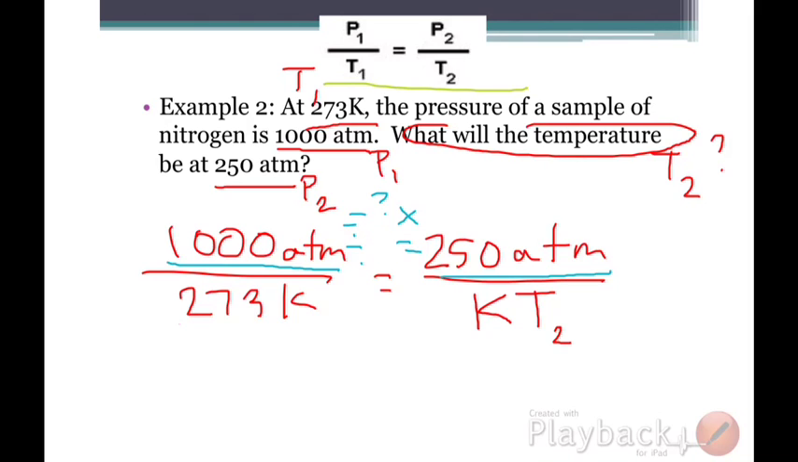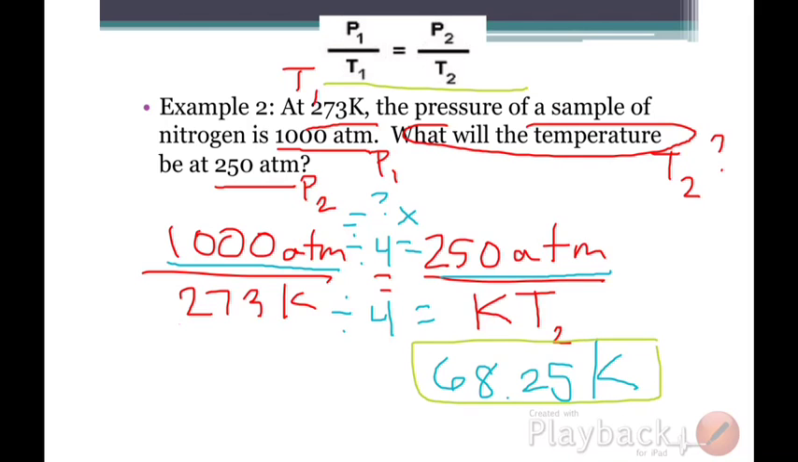So you can get rid of that right there. Let's put a 4 right here. Great. So that means we're going to do the same thing on the bottom. 273 divided by 4 equals, and I'm not going to do that one in my head. I'm going to grab my calculator. 273 divided by 4 is 68.25. Remember, our units are Kelvin on temperature. So there's our answer: 68.25 Kelvin.